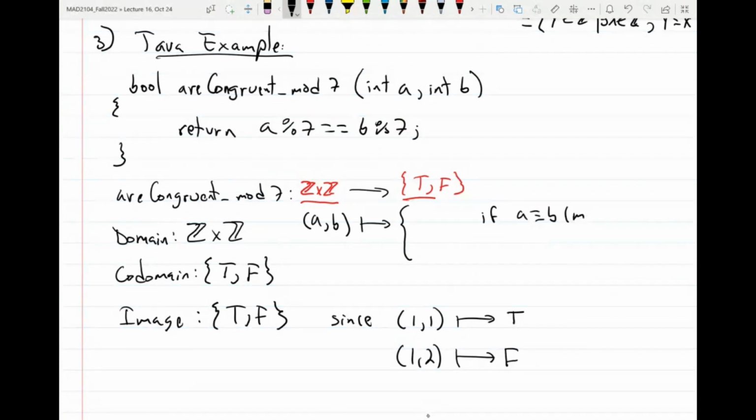So if A is congruent to B mod 7, this is how we write it in math, okay? That's how you write congruent. This is the symbol for congruent. Here we're saying A is congruent to B mod 7. So if that's the case, then we output true. And then, of course, we say otherwise, if A is not congruent to B mod 7, then we output false. And so right here, I just rewrote that Java code into a formal function notation. Okay.